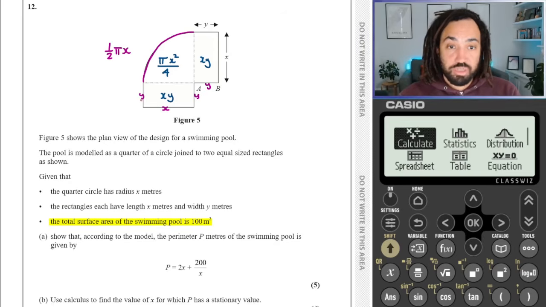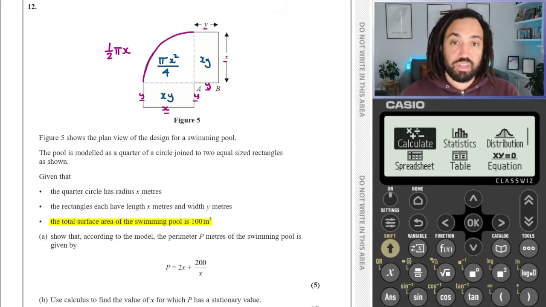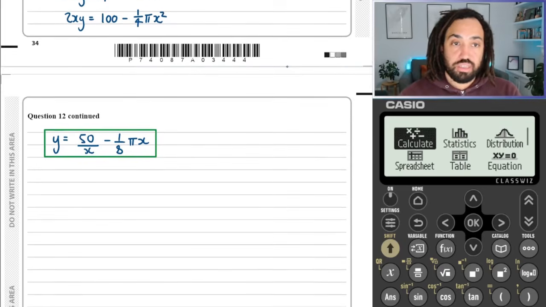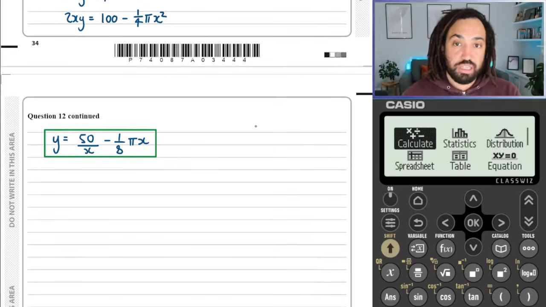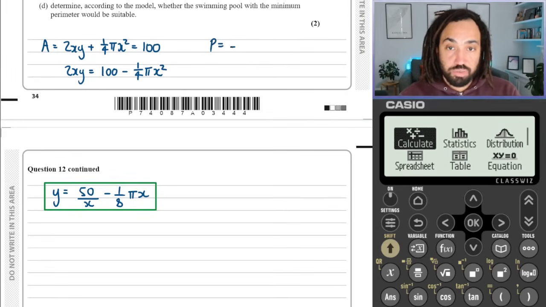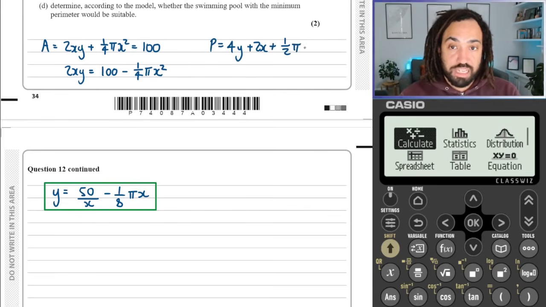So how many y's do we have? We have 1, 2, 3. We've got 4 y's. We've got 2 x's, and we've got this a half pi x. Okay, great. So let's do it over here. The perimeter is equal to, it was 4 y's, it was 2 x's, and it was a half pi x.